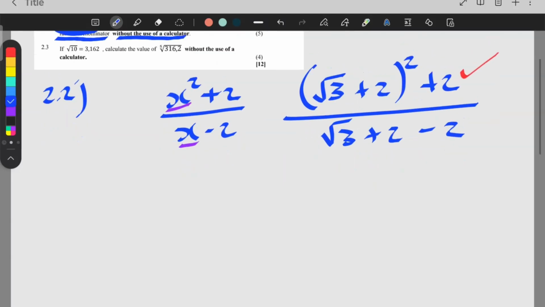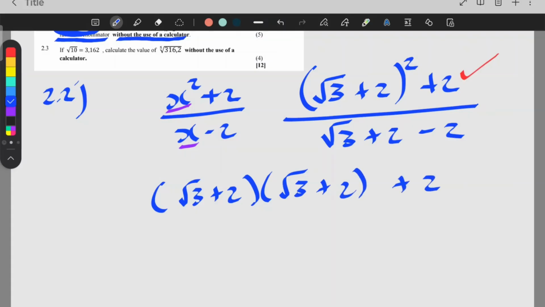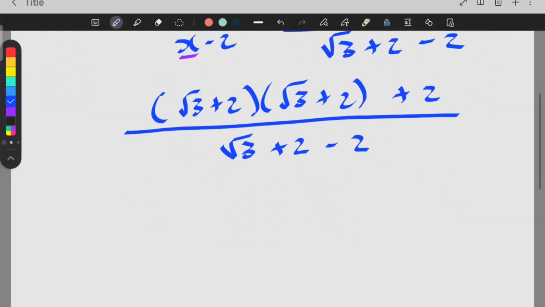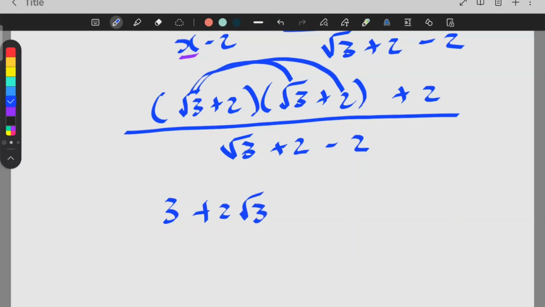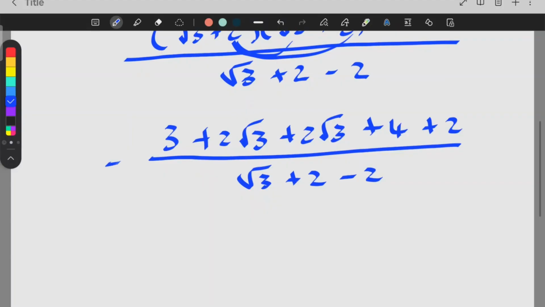Then after that, we're going to remove the brackets. So this, I'm going to remove. I'm going to write it twice. So it's this times itself. And then plus 2 over root 3 plus 2 minus 2. Now, root 3 times root 3 is 3. Root 3 times 2 is 2 root 3. 2 times root 3 is 2 root 3. And 2 times 2 is 4, plus 2 over root 3 plus 2 minus 2. Now I'm going to add the like terms.